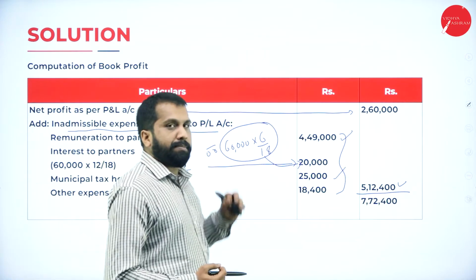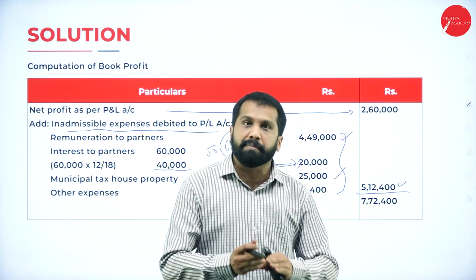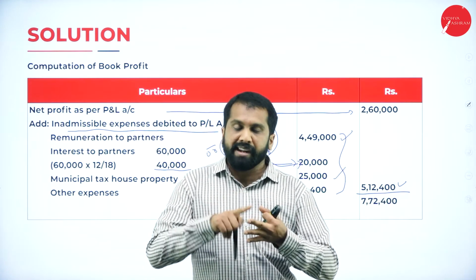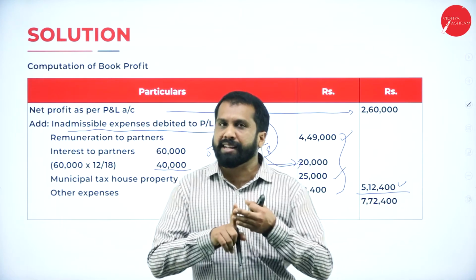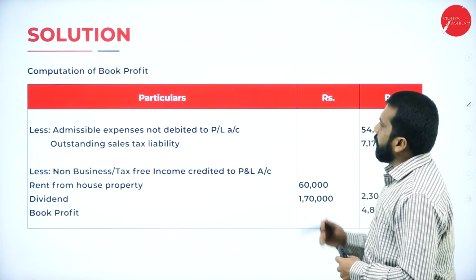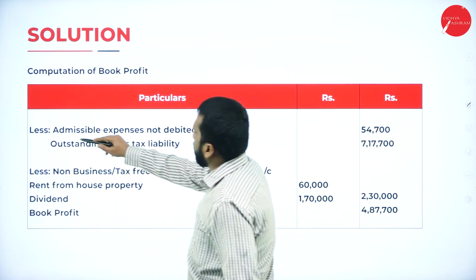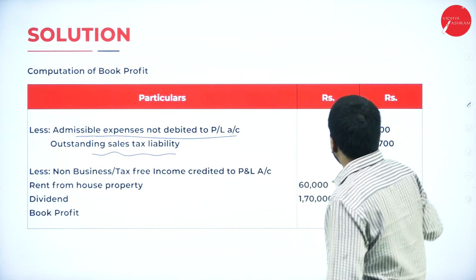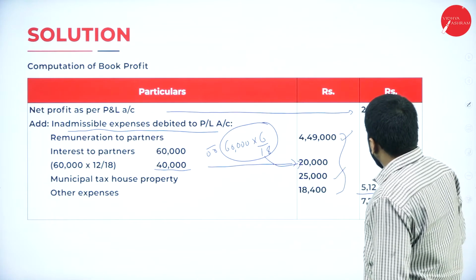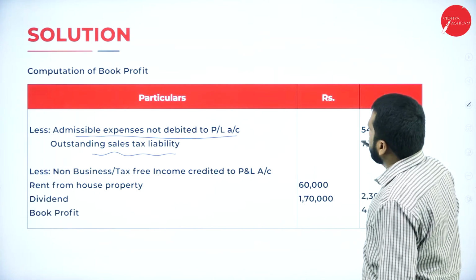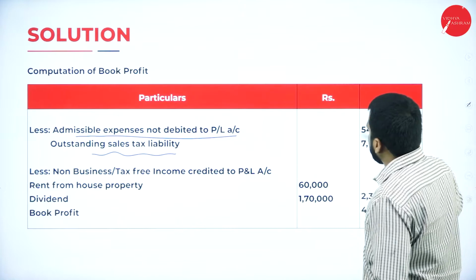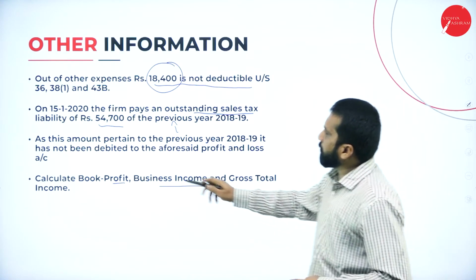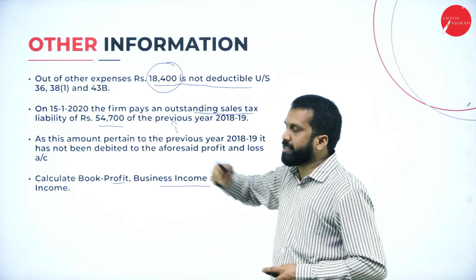Now minus what? Other income. What kind of income? Interest received, dividend received, rent received, all comes under other income. Inadmissible expenses not debited to P&L. Outstanding sales tax 54,000. 7,70,000 in this 54,700. I'll go back to your adjustment. See, adjustment they have given 54,700 minus.